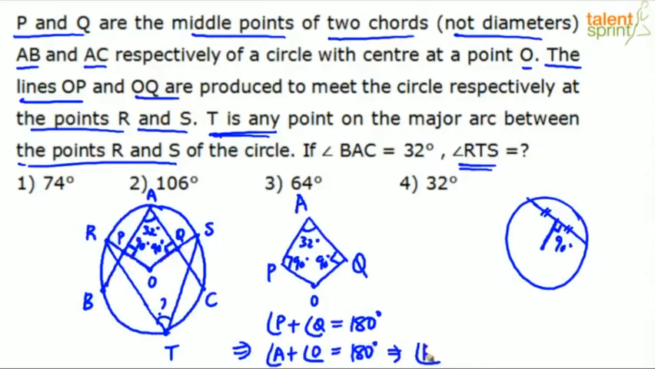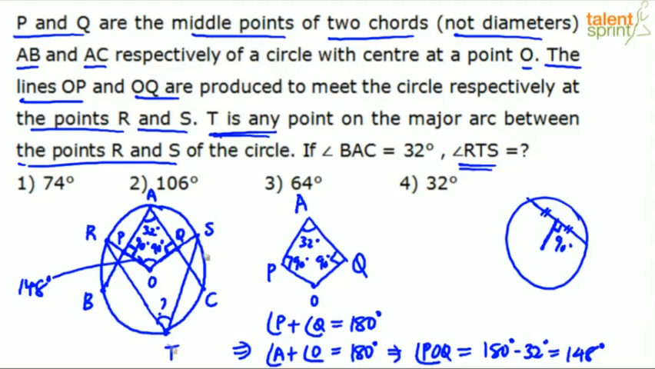Angle POQ here. You getting it? We are talking about the quadrilateral APOQ, right? So O here is nothing but angle POQ. Angle POQ can be taken as 180 degrees minus angle A. Angle A is nothing but angle PAQ, 32 degrees, which comes out to be how much? 148 degrees. So this angle is 148, right? 148 degrees.